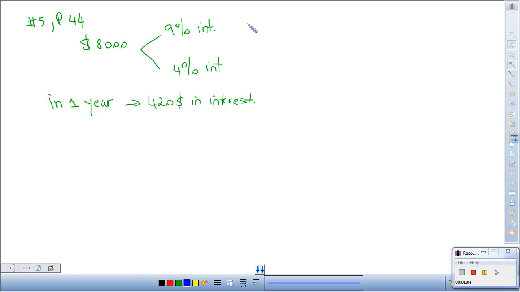So let's call this one X and this one Y. Now, since they're both parts of that $8,000, then I can set up my first equation, which is X plus Y equals 8,000. Now let's take a look at the interest. What does it mean for Isabel to earn $420 in interest? Or what does it mean to have a 9% interest rate?